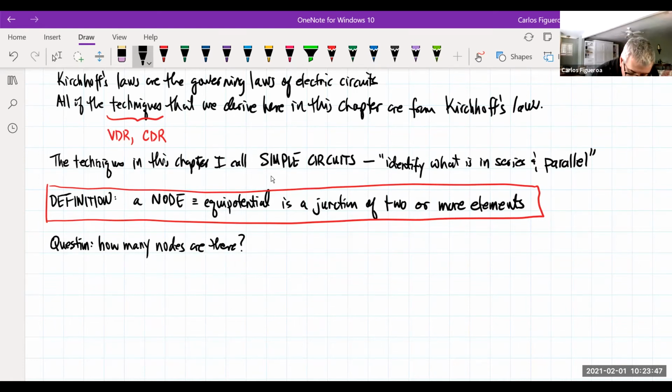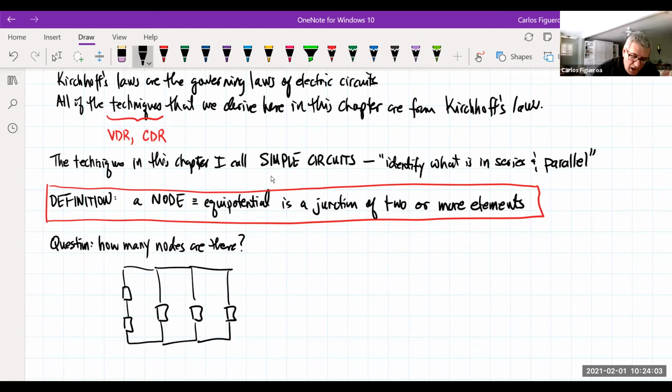So let's look at this. Let's say that I have this circuit that has this many elements. And so I'm going to draw these guys like this. Question: how many nodes, how many junctions, are there in this circuit here? Well, if we count them, here's where it becomes super important to probably have pins that have multiple colors.